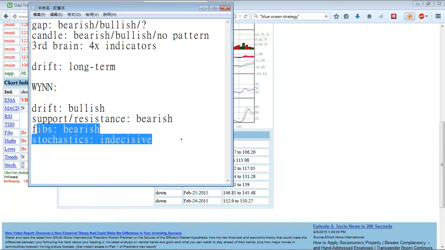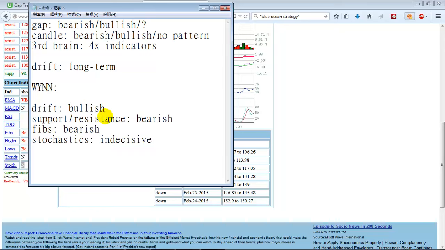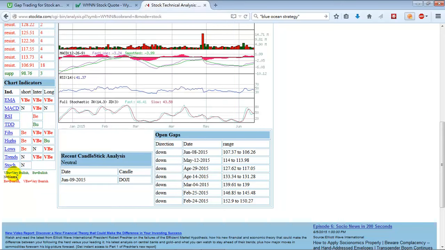So let's do a quick recap. We got bullish, bearish, bearish, and indecisive. So we're going to say that the third brain indicator in total is bearish, slightly bearish. All right, but what do the stochastics mean?